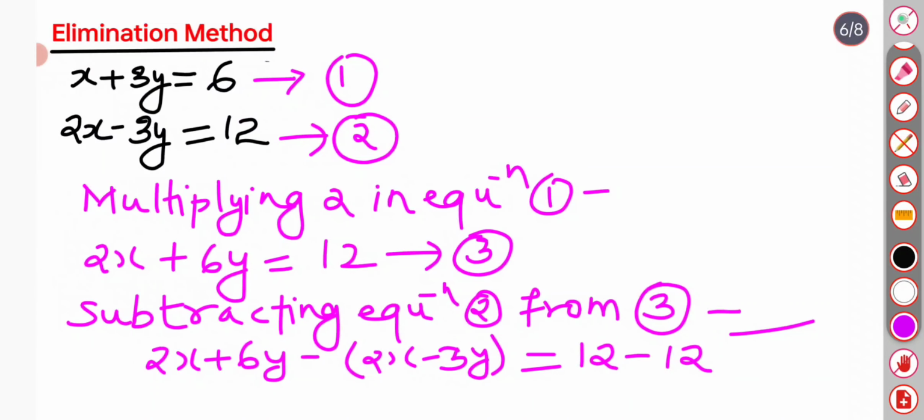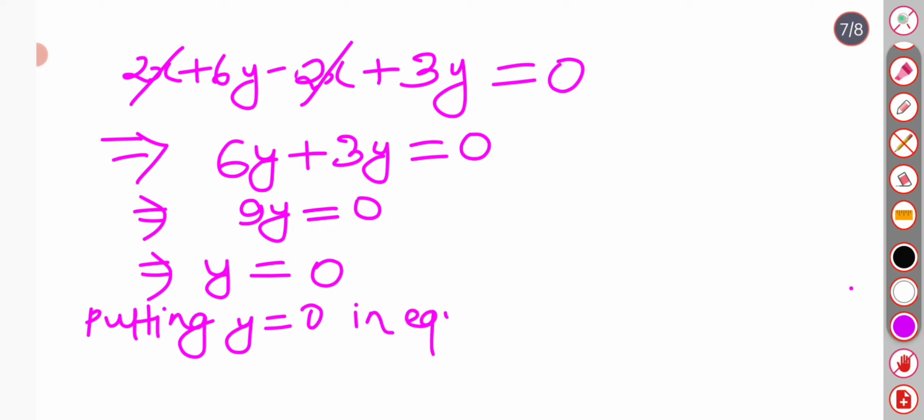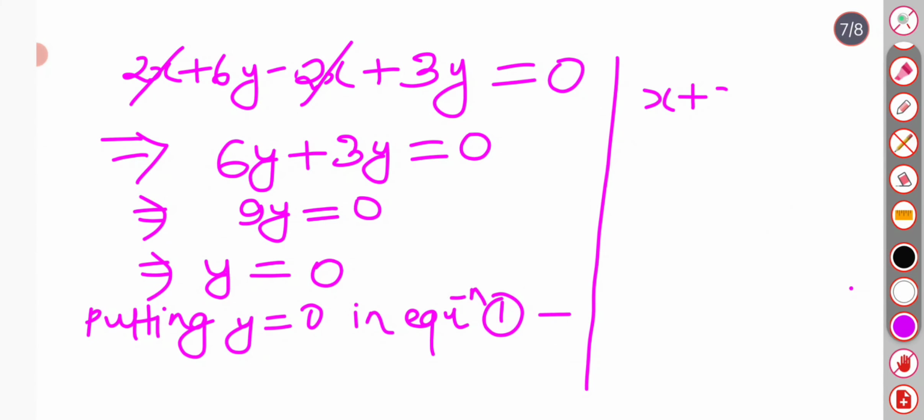Now what will we do next? This y value we will put in equation 1, or you can put it in equation 2 also. Suppose we are putting y equal to 0 in equation 1. What was equation 1? x plus 3y equal to 6. So putting y equal to 0 in equation 1, x plus 3y equal to 6.